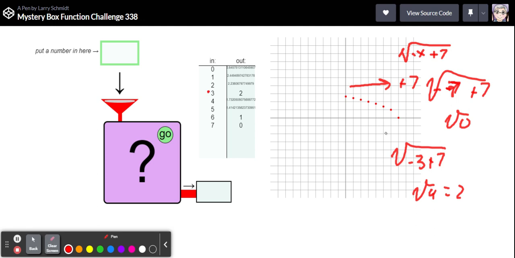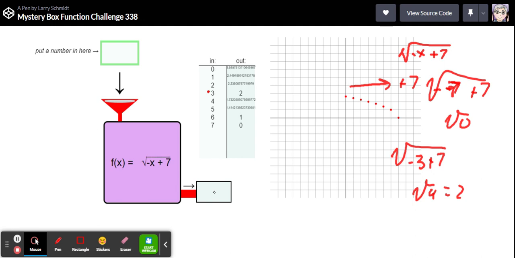So I think we've got this one. You can see the shape of that square root function. So I think this is pretty clear. We've just flipped it around and moved it to the right 7. Let's take a look and make sure. Yeah, the square root of -x plus 7, and we can graph that as well. And there it is, that lovely tapering curve of the square root function.